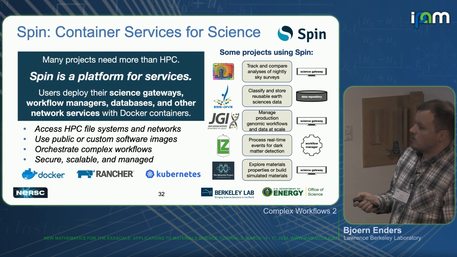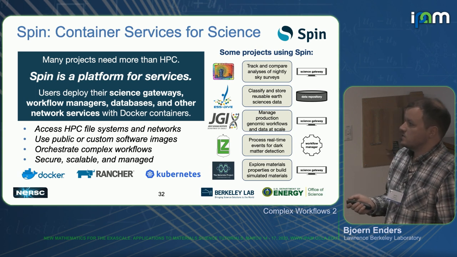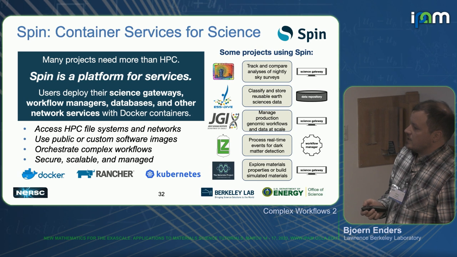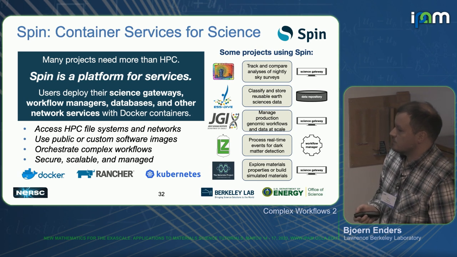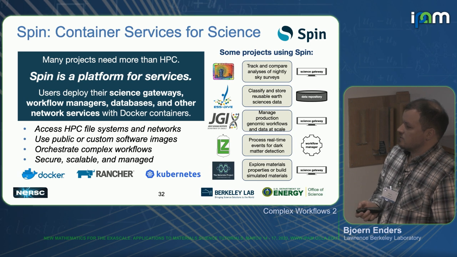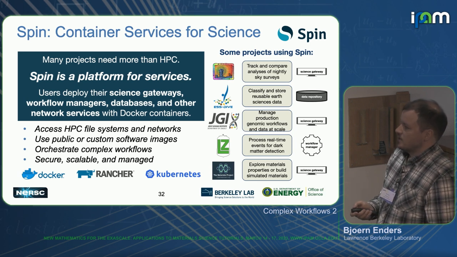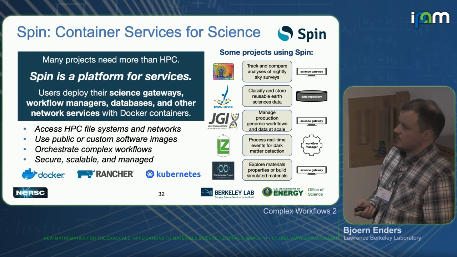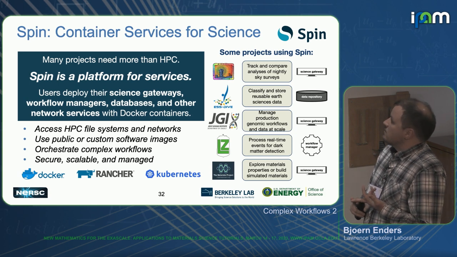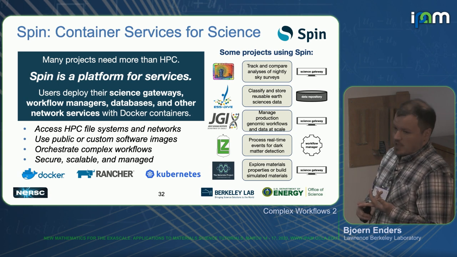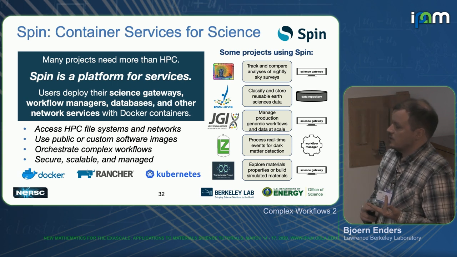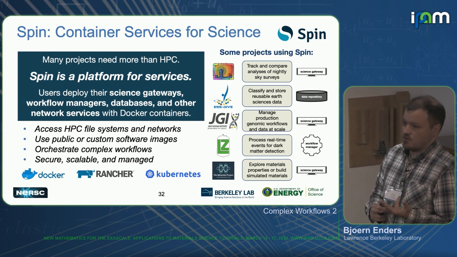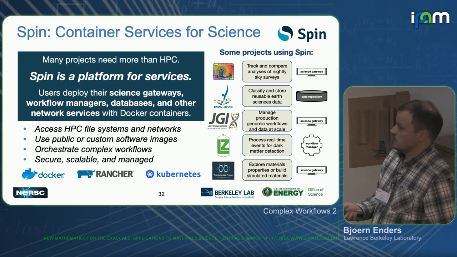Almost all of our science engagement projects use Spin to have some form of app running there, and here are just a few examples. LZ uses it to process real-time events for dark matter detection, or there's a user to track and compare analysis of night sky survey. ALS has, what's the service called, a catalog app running. Ansem has their app running on it, and as you've seen yesterday, CCDB Access also runs part of their workflow managers on Spin.